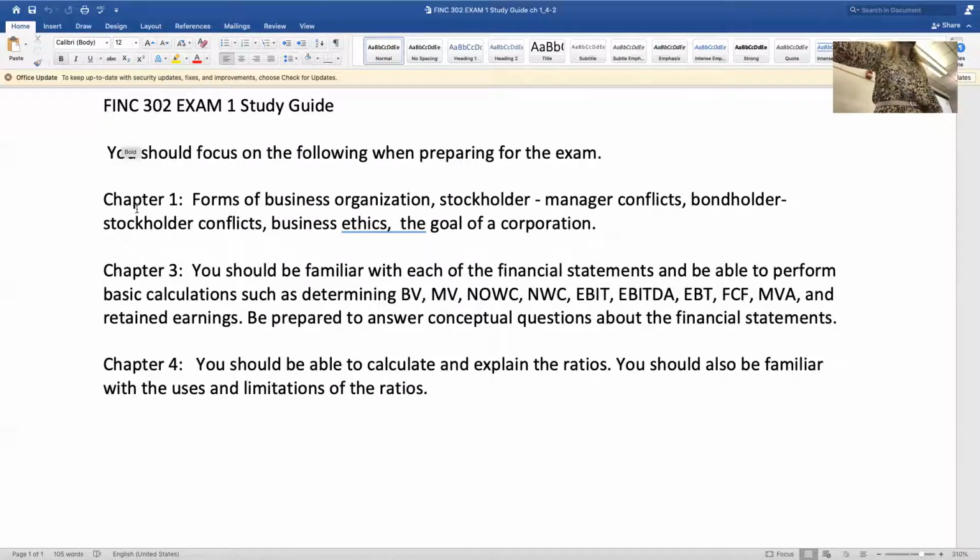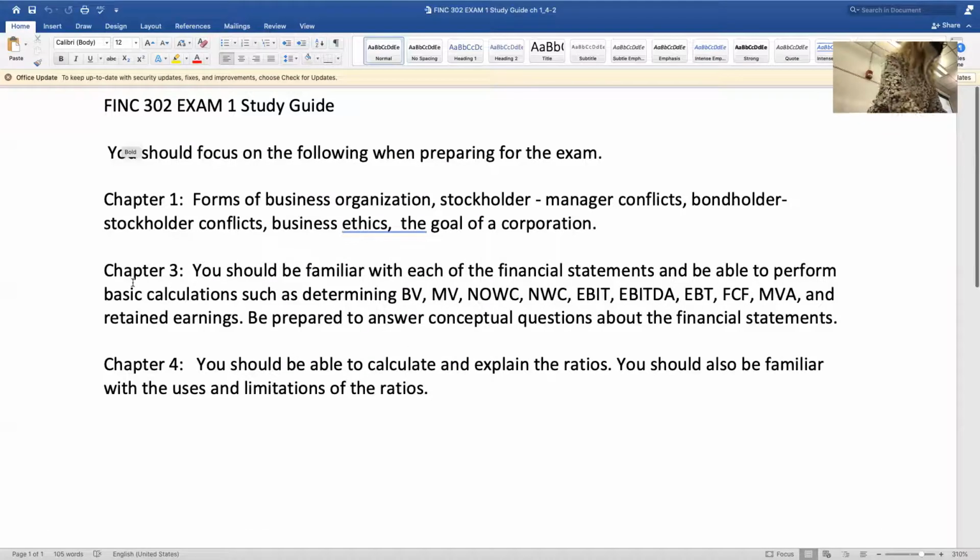What formulas should we focus on the most in chapter 3? Let me see. In chapter 3. Hang on a second.